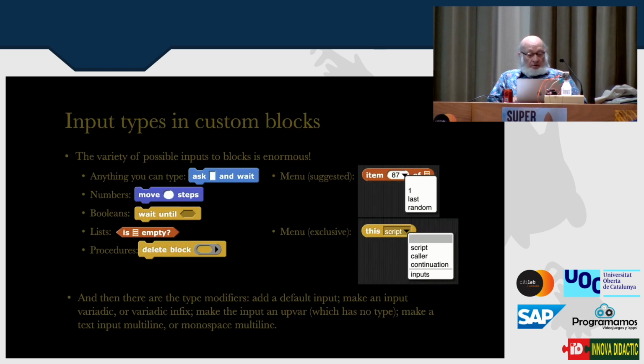You can make an input variadic, which means it has those left and right arrowheads, which as of yesterday, I guess, are left and right arrowheads with a vertical ellipsis in between them. Vertical ellipsis is supposed to remind you of a list.